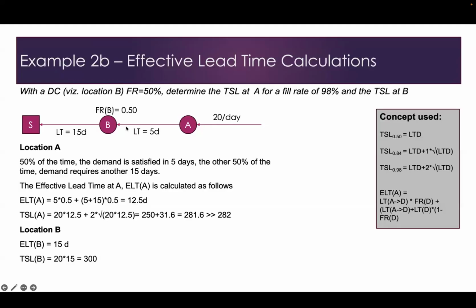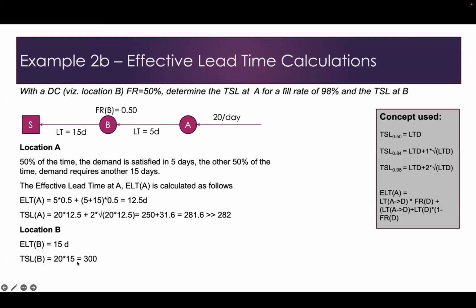Okay. So just to be complete, the TSL at B, because it's a 50% fill rate, right? Remember, 50% is this one here, the stock level that you need at B is your lead time demand. So your lead time for B is 15 days, okay, and it's at a 50% fill rate.